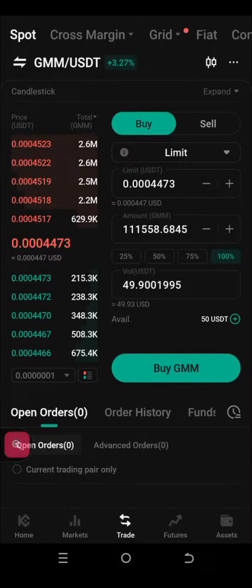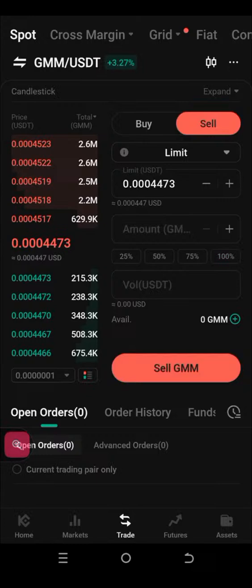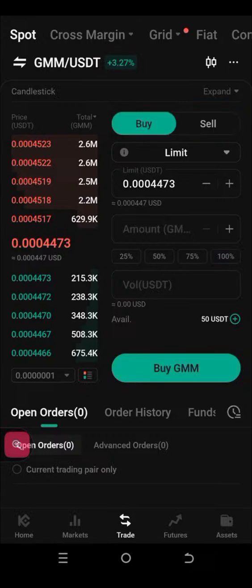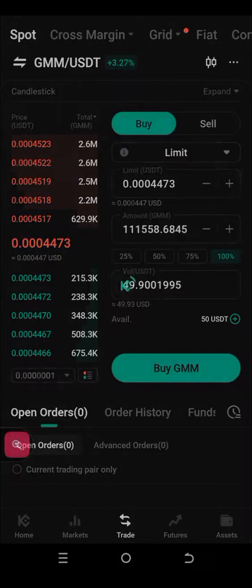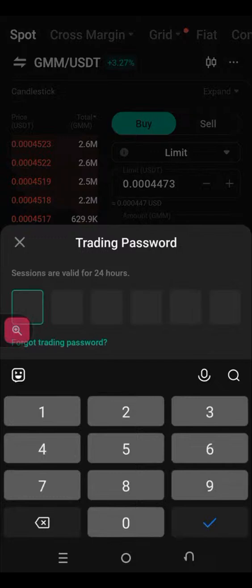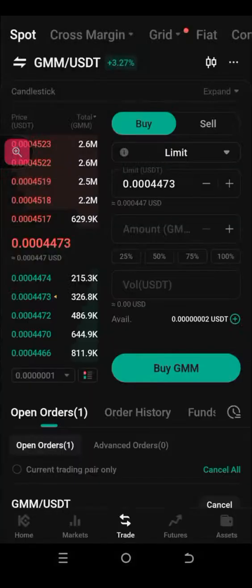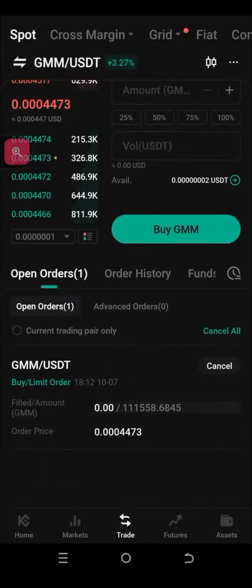So like I said, if we go ahead with this one, let me show you. We go ahead with the middle price and we pick on that. We're going to get 111,000. But let's just click on buy. So I'm going to put in my trading password and I'll be back. Okay, so we've done that and obviously we're in the queue.